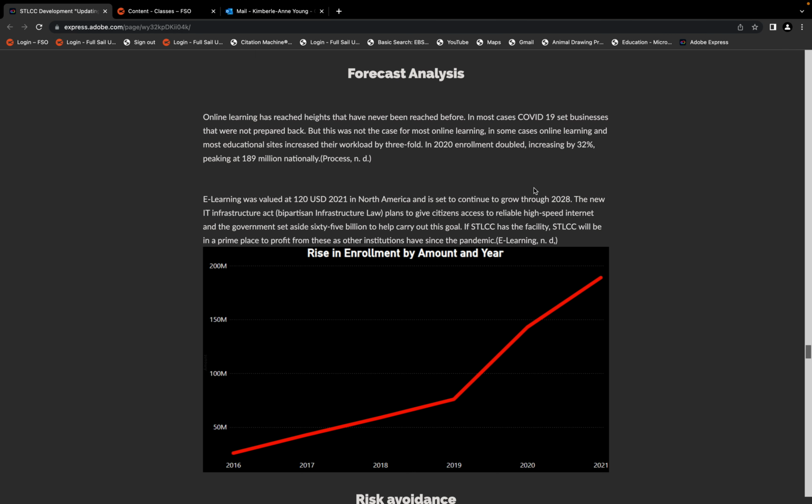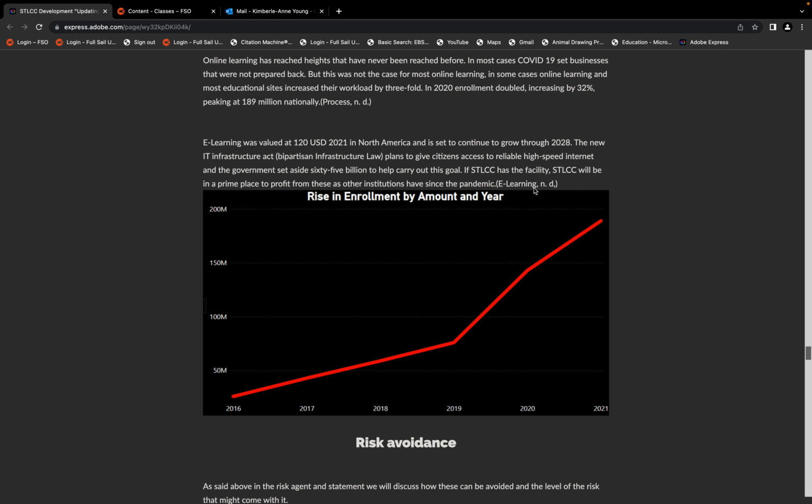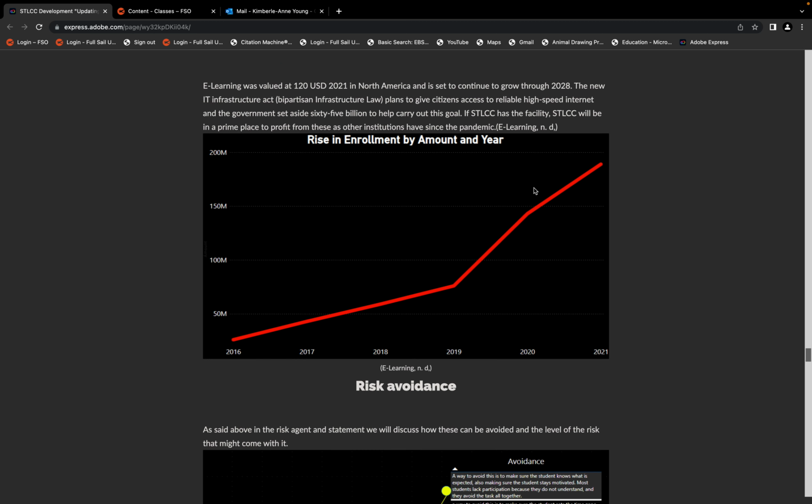Okay. All right. So here I managed to get a forecast of e-learning actually up to 2028. And as you can see, e-learning has increased all across the board, which is quite confusing to me. Even Full Sail has had an increase in enrollment, but somehow STLCC declined. So hopefully this will help them. But this tells you the year and the amount of enrollment across the nation.